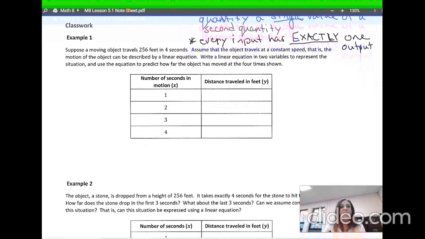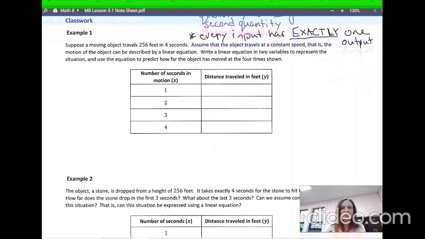Let's look at example 1. Suppose a moving object travels 256 feet in 4 seconds. Now we're going to assume that it travels at a constant speed. All right, constant. We know that number. We can think proportional. We can think linear, slope, things like that. We can write an equation. The motion of the object can be described by a linear equation. That's what I was just talking about.